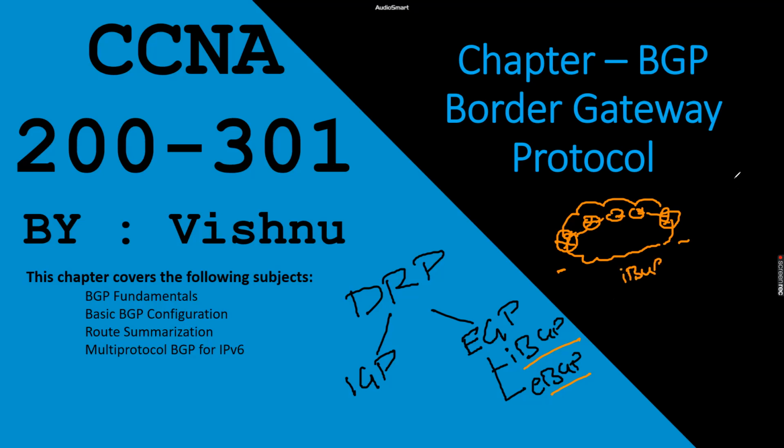EBGP we use whenever you want to connect two different autonomous systems or two different domains. For example, it is ISP1, it is ISP2, and you are trying to connect R1 and this router, R2 router. In this case, we use EBGP. Once again, IBGP is used within the cloud to connect non-directly connected routers. EBGP is used between two different clouds.